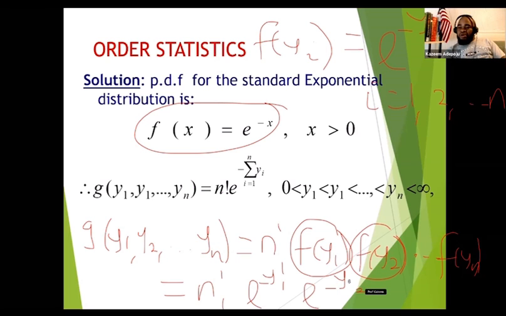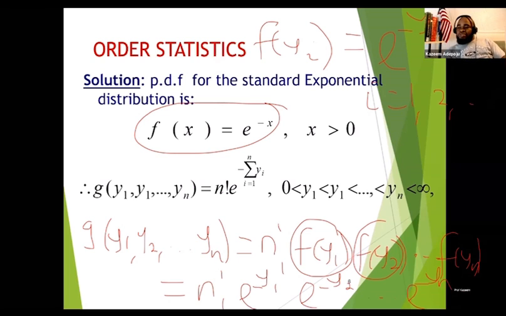Okay, give me one second. Let me rewrite that. Now n factorial. So like I said, for f of y1, I'm going to have exponential raised to the power minus y1. For f of y2, I'm going to have exponential raised to the power minus y2, until I get to exponential raised to the power minus yn.